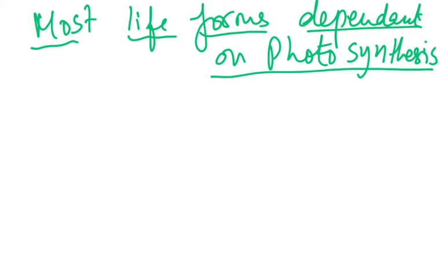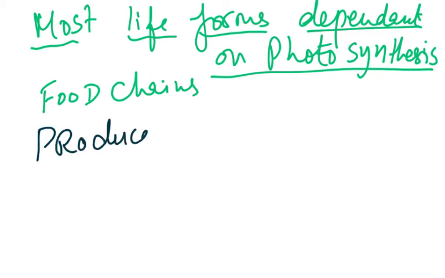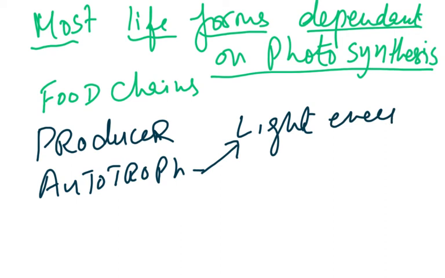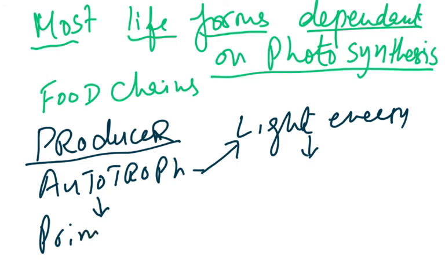But why do we say most life forms? Because if you look at all the food chains that we have, they basically start from a producer. Now, a producer has to be an autotroph. Autotroph means that which makes its own food. So autotrophs convert light energy to chemical energy. If producers are all autotrophs, then after the producer we have the primary consumer. Like when you're eating an apple, you're a primary consumer.